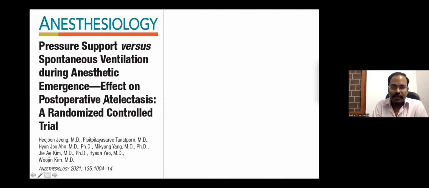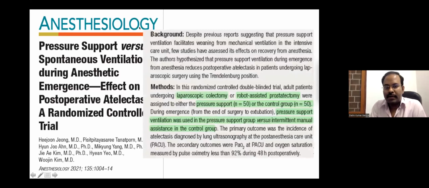Now, very recently in anesthesiology, this research question was addressed, and what they did is that they randomized the patients into two groups: the pressure support ventilation guided extubation group versus the control group, where intermittent manual assistance was given to the patient's own breathing efforts. And they did not do it in open abdominal surgery. It was done in laparoscopic colectomy and robotic prostatectomy.